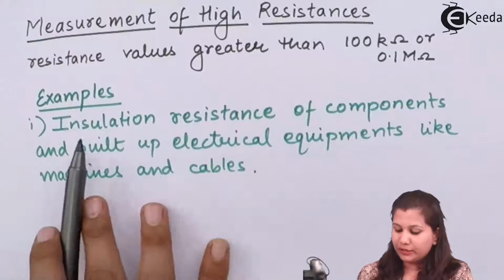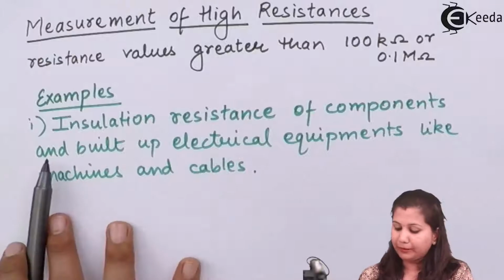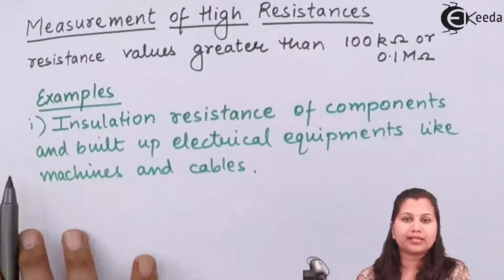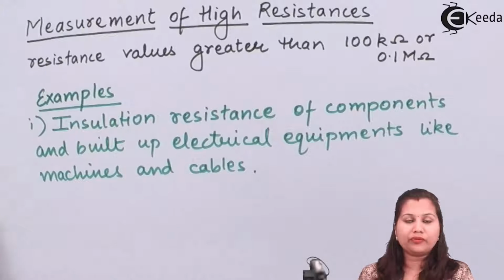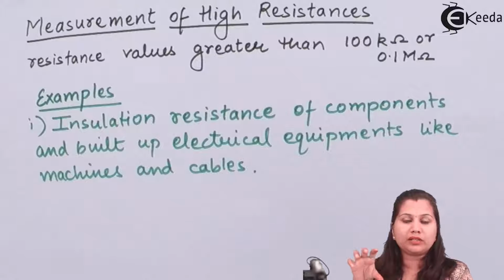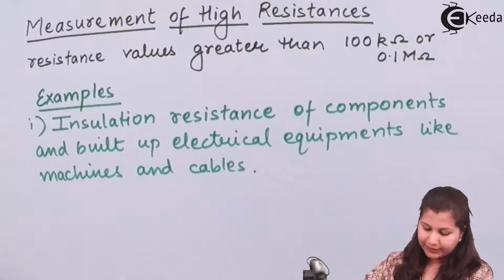One example is the insulation resistance of the components and built up electrical equipments like machines and cables. In cables also we see that inside we have the wires which carry the current or the voltages, and over that we have coating of different materials. The outermost material is the insulating material, which does not allow the current to flow through it. So there is no leakage of the current through that insulating material, and it will have a very high value of resistance.